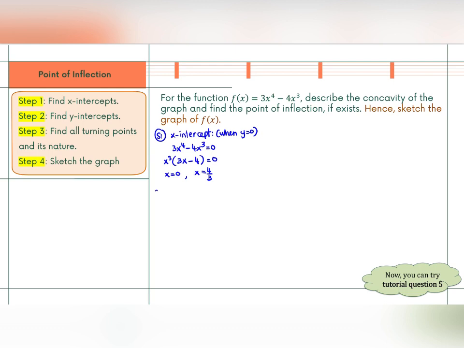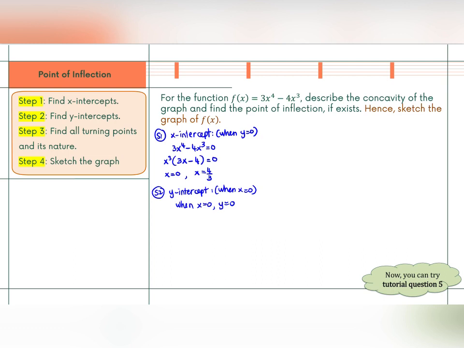Okay, and then step yang kedua tadi, dia minta kita cari y-intercept. So, y-intercept is when our x is equals to 0. So, gantikan dekat sini, automatic kita dapat when x equals to 0, y pun equals to 0. So, tak ada masalah lah.